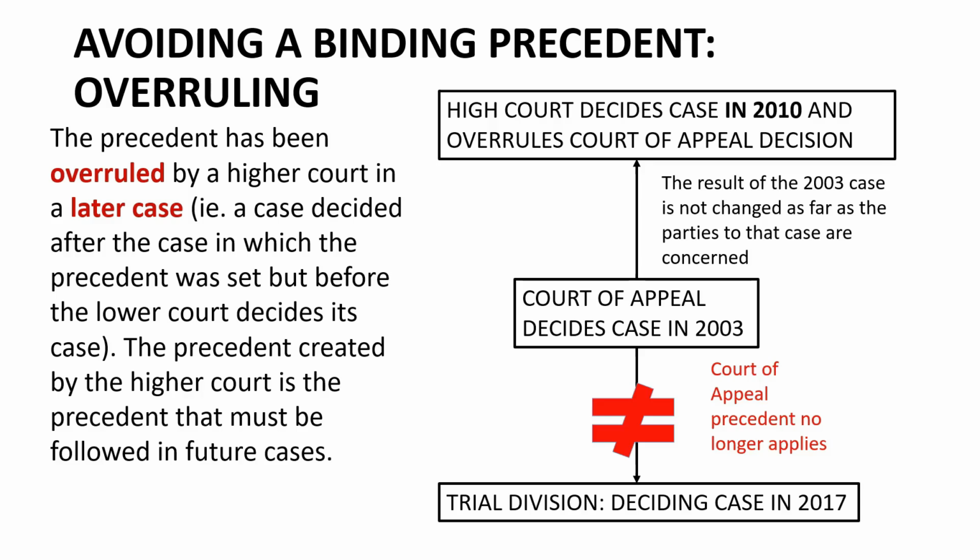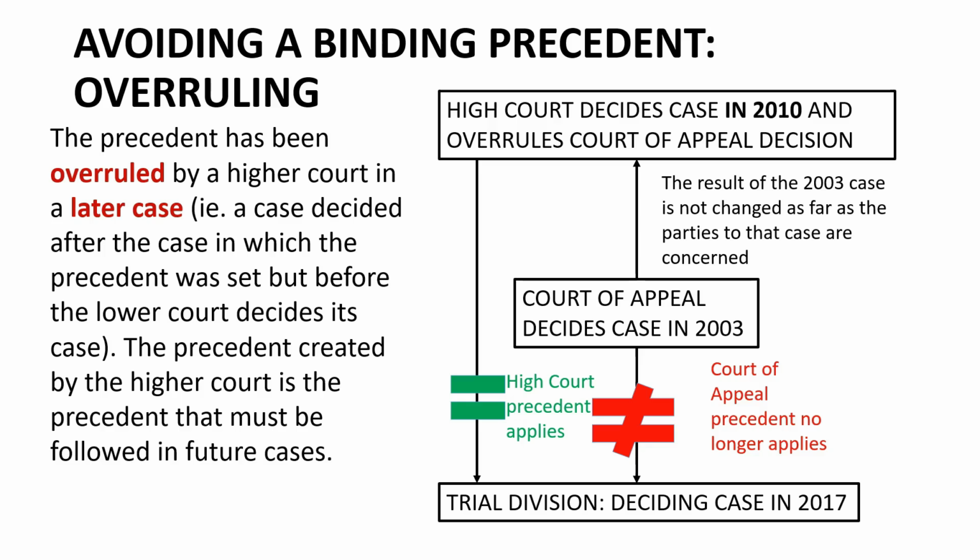However, it does mean that from the time of the High Court's decision in 2010, the precedent established by the Court of Appeal in 2003 no longer applies. Instead, the precedent established by the High Court in 2010 applies. What this means for the trial division when it decides its case in 2017 is that the trial division is not bound by the precedent established by the Court of Appeal in 2003. This is because that precedent has been overturned or overruled by a court that is higher than the Court of Appeal, that is the High Court.